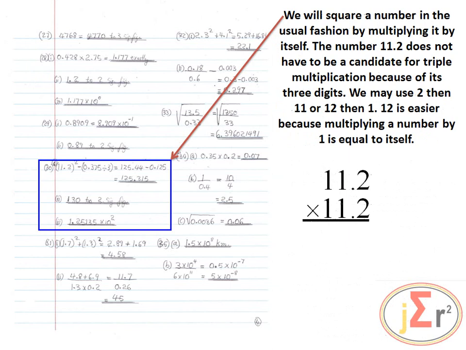We will square a number in the usual fashion by multiplying it by itself, or multiplying two occurrences together. The number 11.2 does not have to be a candidate for triple multiplication because of its 3 digits.